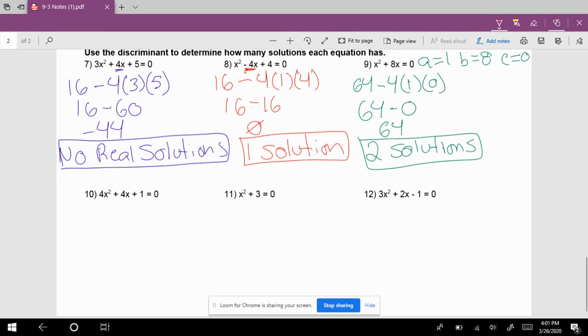Okay, so for 10, b squared would be 16 minus the 4 that's always there. A is 4, C is 1. So we end up with 16 minus 16, which is 0, which means one solution. Because the square root of 0 is only going to give me 0.